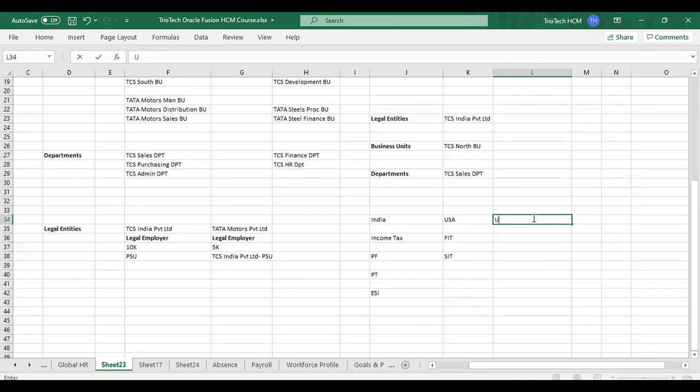If you go to the UK, they have something called national insurance over there, or something called statutory deductions. According to their country, they have certain statutory deductions.